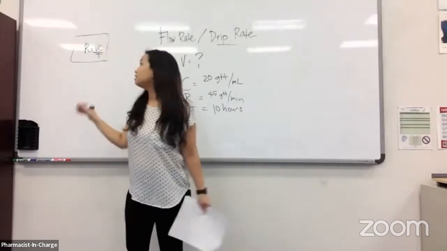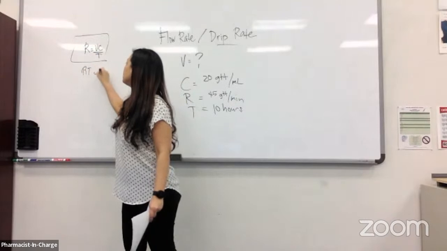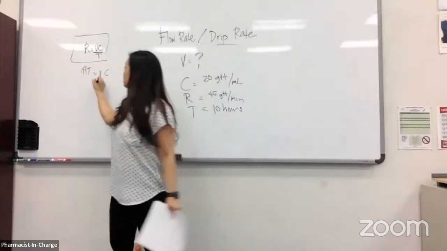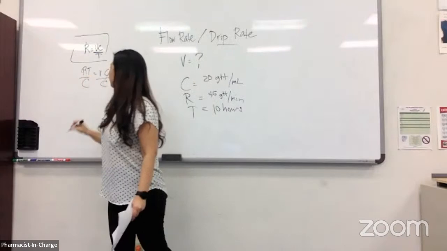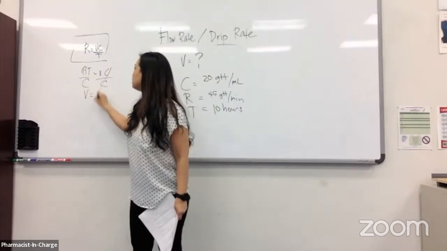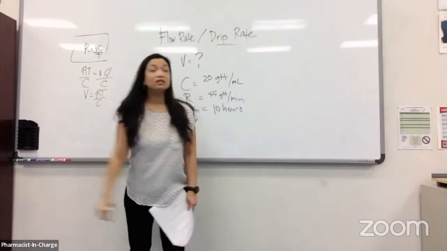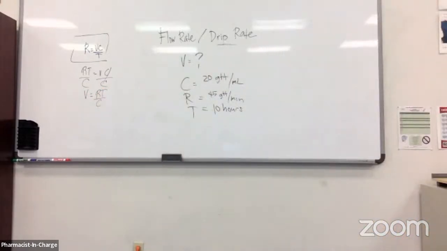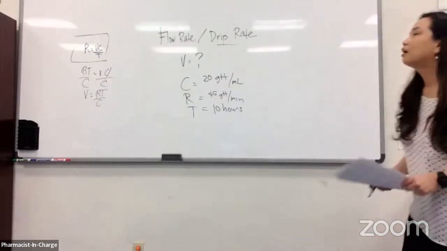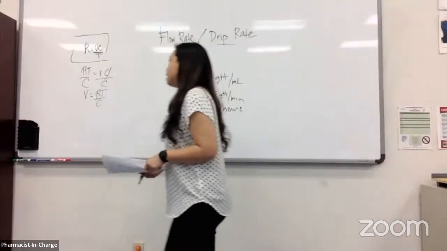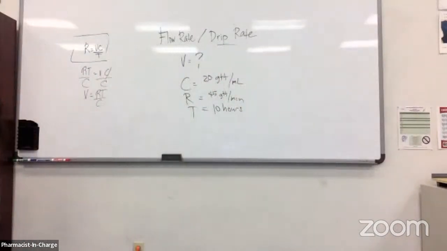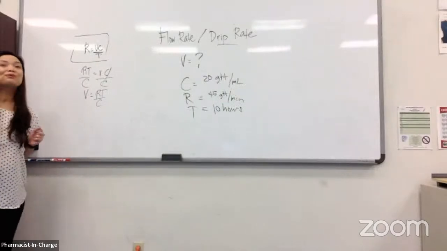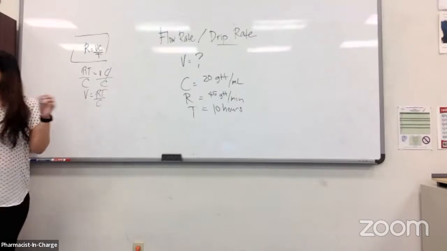Did I memorize this formula? No, I only know this: RT equals VC. What do I need? V. So I need to divide both sides by C, so I can be left with V equals RT over C. I just made your life easy, right? By putting the X on the left side. See that? Can I plug in the numbers? You know why I like transposing? Because after that, I just plug in the numbers.